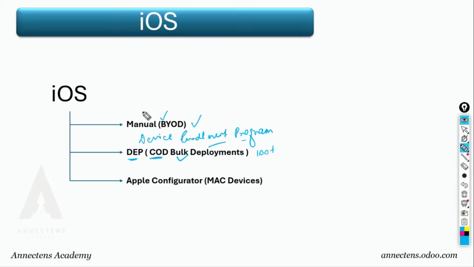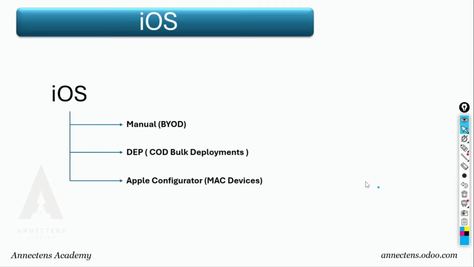And then there is Apple Configurator, where you are configuring iOS devices. This Apple Configurator method is not said to be deprecated, but it's less in use. People are not using it that frequently, but commonly they are using these two methods, manual and DEP. So let's talk about the first enrollment method, manual, and what sort of things we require in that.